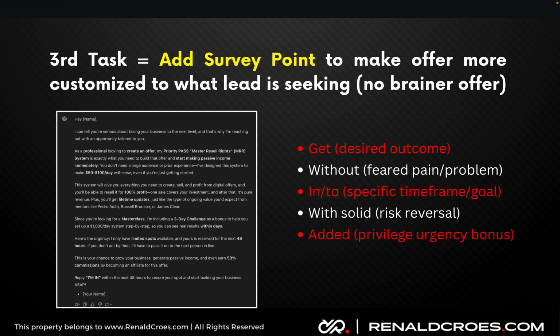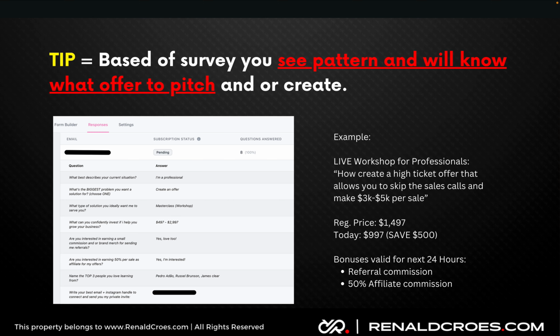So if I go back here, the person said, for example, at the beginning in the form, I'm a professional. I am interested in creating an offer. I'm interested in a workshop. I like the concept of earning a small commission for brand merch, sending referrals. I like the idea of making 50% commission, etc. So on each of those points, you can create a post and create a lead magnet or YouTube video training.